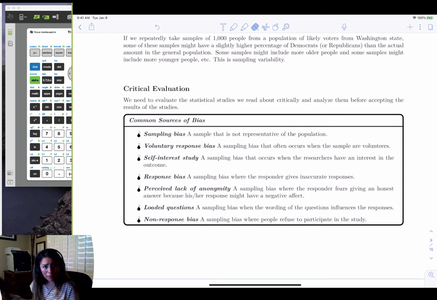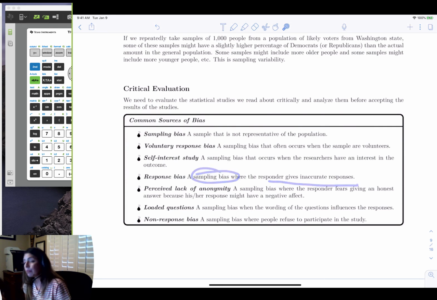Voluntary response, right? That is a technique, and sometimes that's what you have to do. But then again, it could just consist of people who always answer those types of surveys, right? Self-interest. Oh, well, I work for a beef company and I just think that beef is great, and I'm going to go to the nearest steakhouse and see if they all eat beef, right? That would be self-interest. It's within your interest that you get the good results. Response bias would be a sampling bias where the responder gives inaccurate responses. That means they might lie, or have guilt, I don't know, or they just don't want to answer correctly.